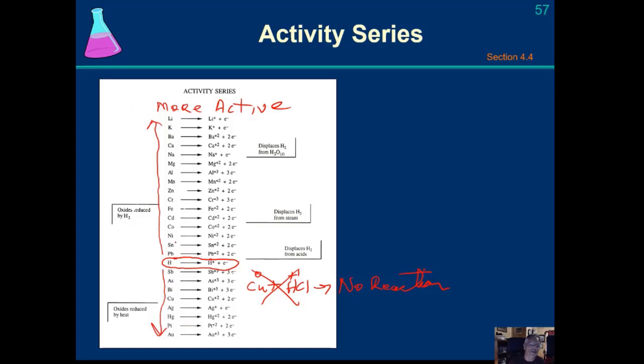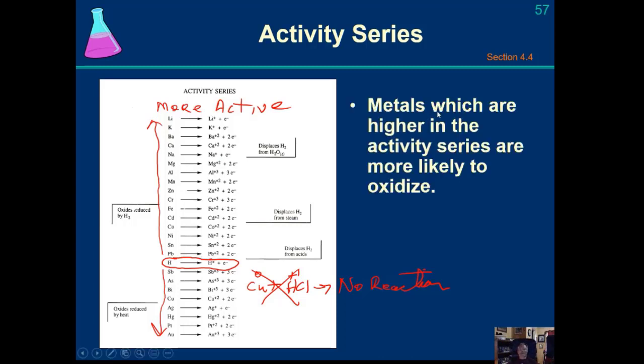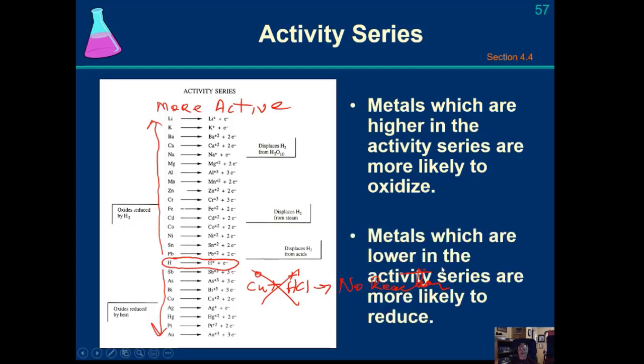Whereas any metal that's above hydrogen on the activity series, that's going to happen. That single replacement will occur. Okay? So metals which are higher on the activity series are more likely to oxidize. Metals which are lower on the activity series are more likely to be reduced. And we're specifically talking about their cations being reduced.